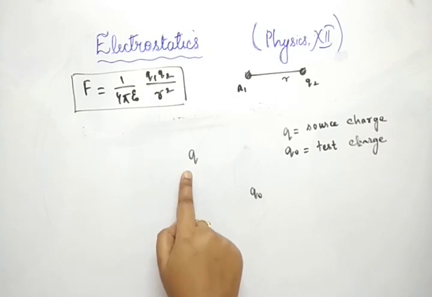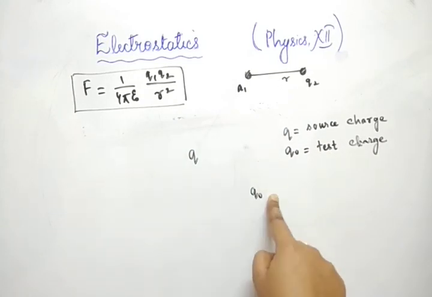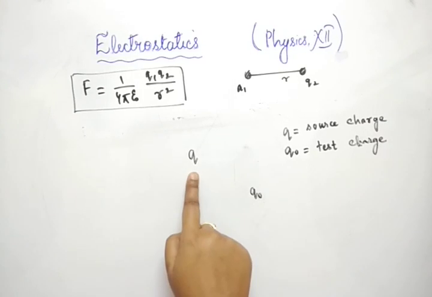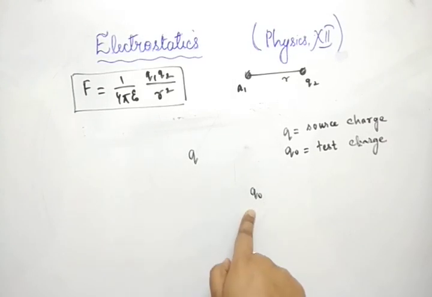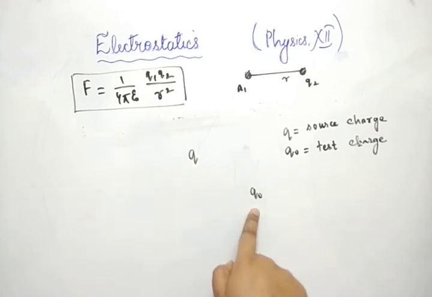The source charge will create a field around it, in which if you bring another test charge, what will happen? It will apply a force on this charge. Since the source is positive and the test charge is also positive, it will apply a repulsive force on this charge.